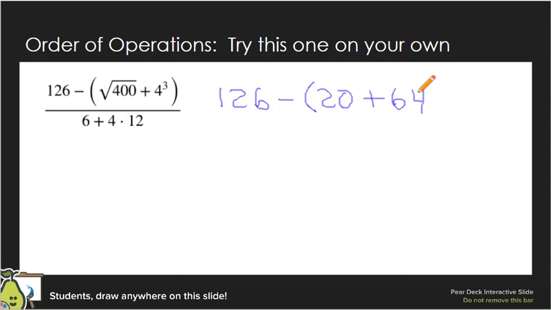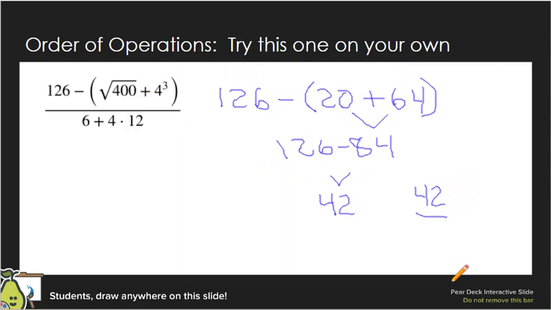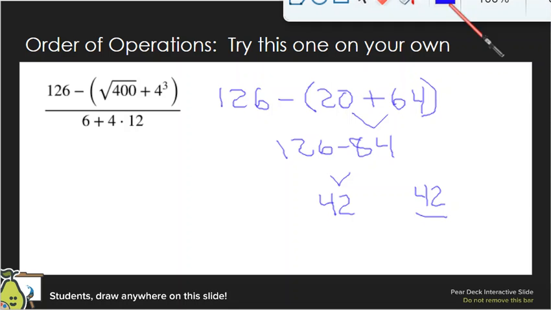All right, so if I'm still working on the top of my fraction, that means I have to finish this parentheses, right? So 20 plus 64 will give me 84. And then I still have that 126 and that minus I can bring down, right? So 126 minus 84 equals 42. So that is the top of my fraction. I'm going to write that over here as the top of my fraction, 42. That's my numerator.